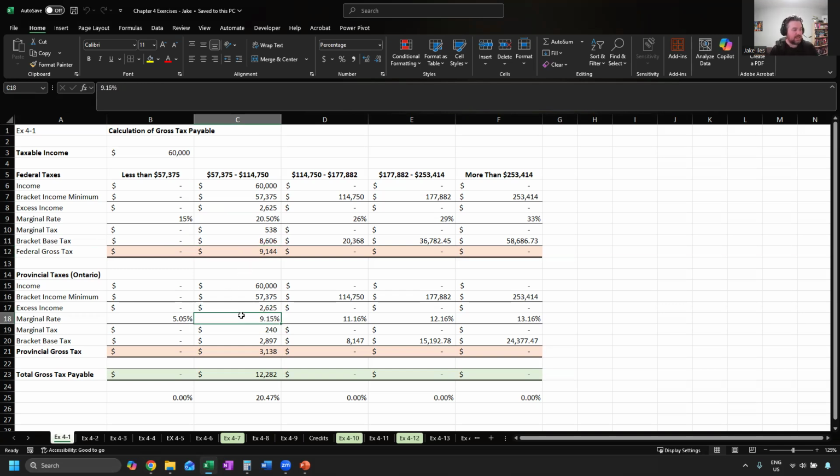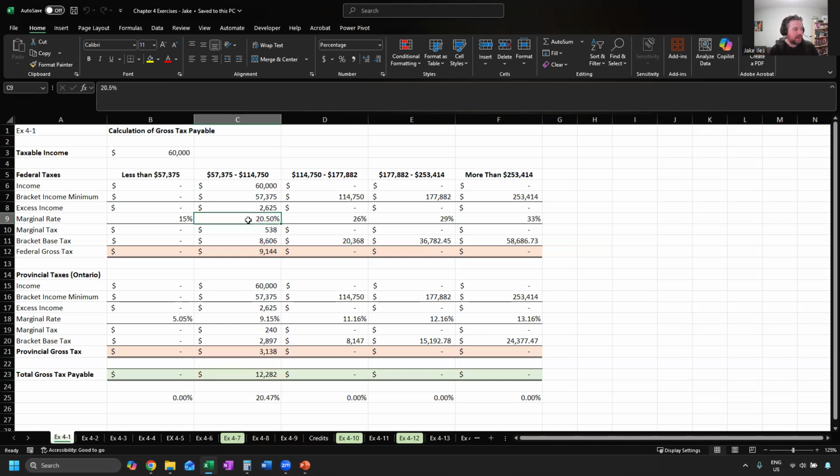So they mentioned that 9.15% is the second tax bracket. Doing the calculation, the bracket base is 2,897, plus the excess 2,625 at the marginal rate of 9.15%. We will be charged an additional $3,138 for provincial taxes. So these two amounts combined means we need to pay a little over $12,000 in taxes. That is what we owe.